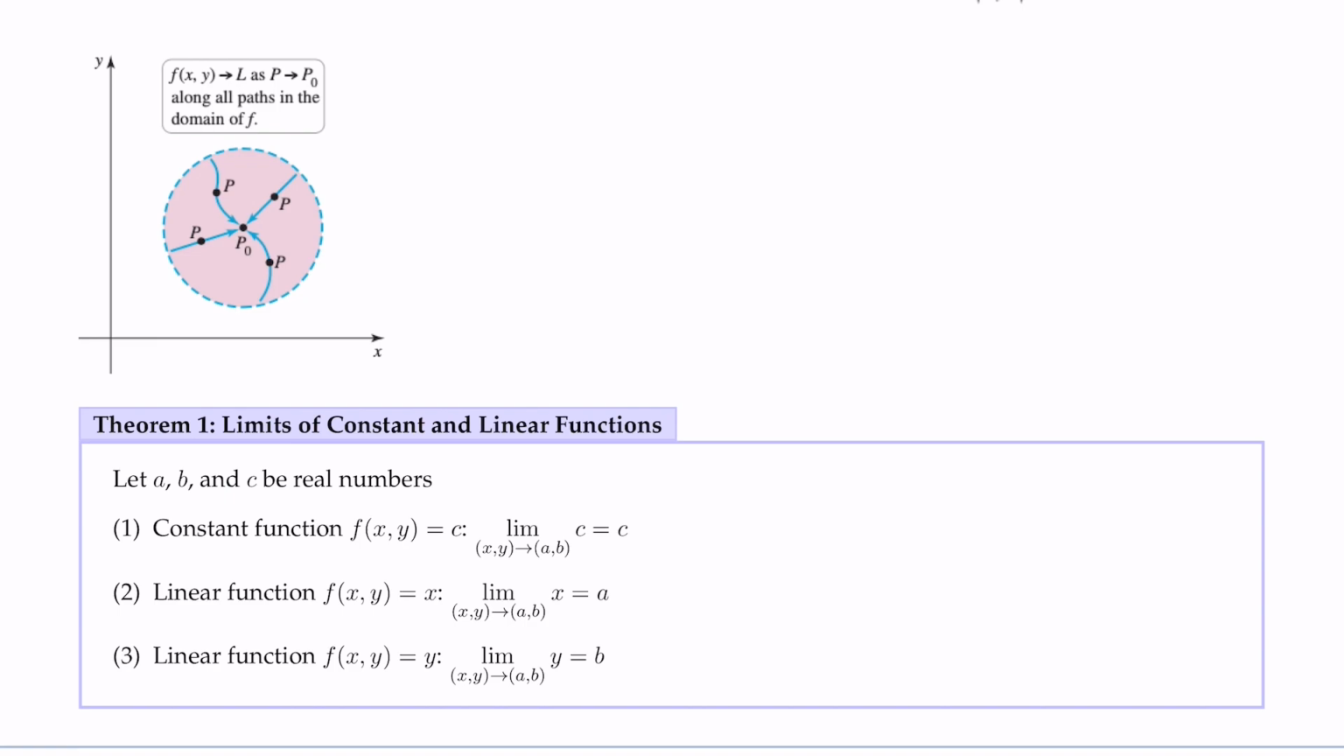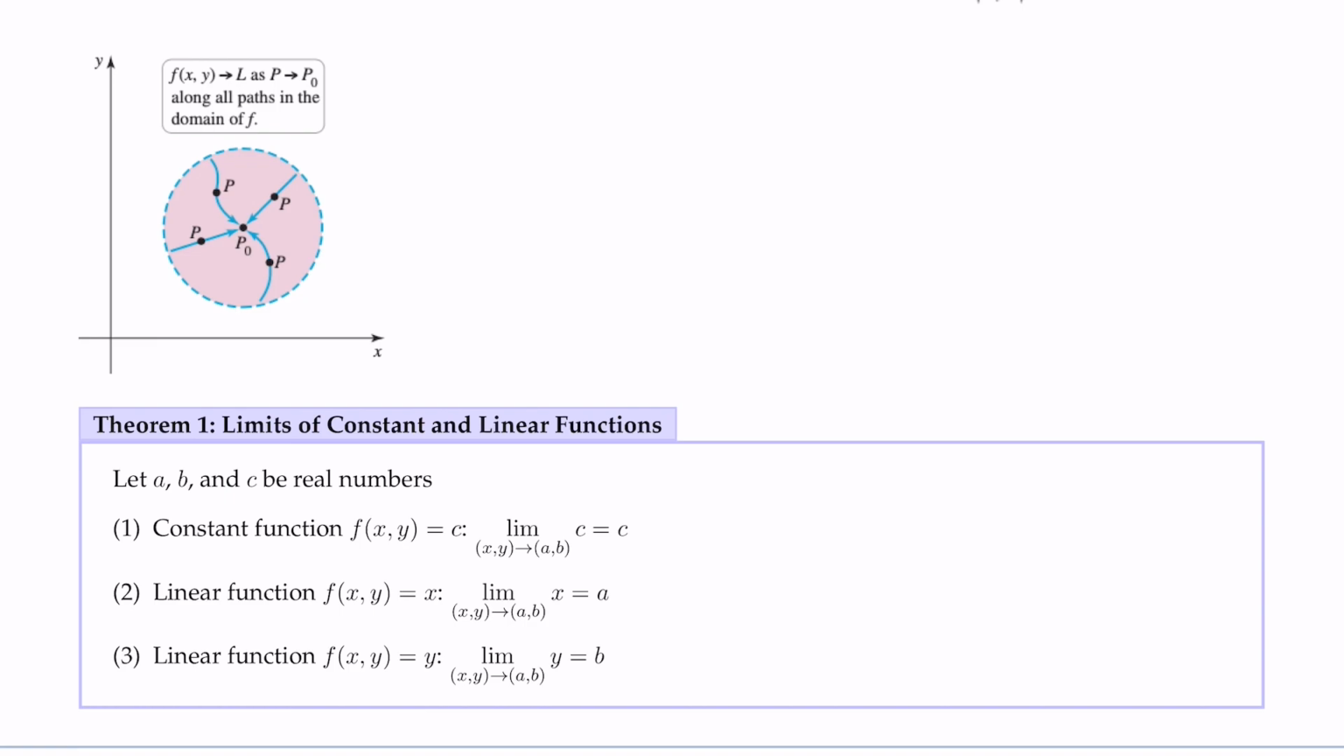For the linear function of the form f(x, y) = x, the limit of x as (x, y) approaches the point (a, b) is equal to a. And for the last function, the linear function of the form f(x, y) = y, the limit of the function y as (x, y) approaches the point (a, b) is equal to b.